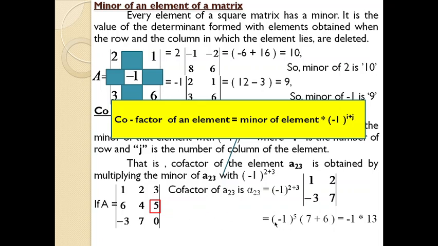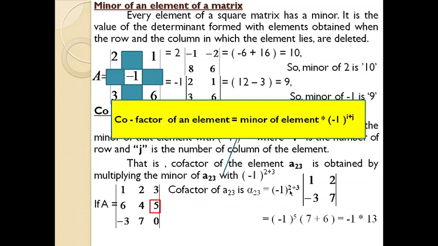And now you need to multiply minus 1 raised to i plus j. i represents the row in which this particular element stands. 5 is in the second row, so it will be 2. j represents in which column that particular element stands. Here 5 is in the third column, so it is 3. That's how we got minus 1 into 2 plus 3.